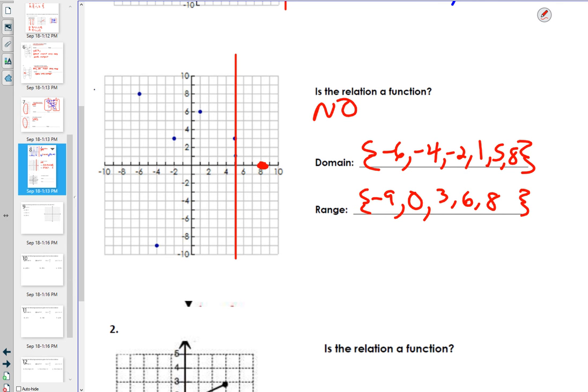Oh yeah, there is a 1. Sorry, thanks. Yeah, there was also a 1 there. It's my fault.